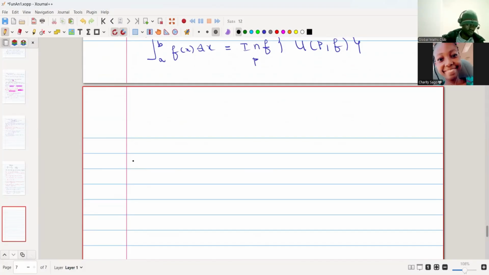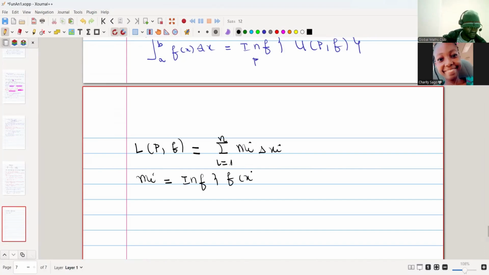Now, what is the upper double sum? What is the lower double sum? So LPF, which was equal to the sum of MI delta xi from 1 to n, and MI was the infimum of f(x), x between this and this.